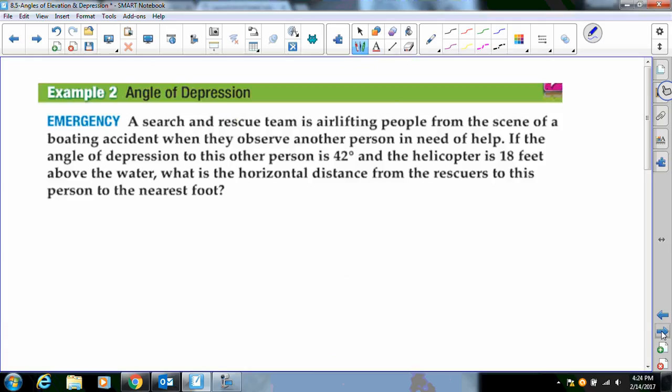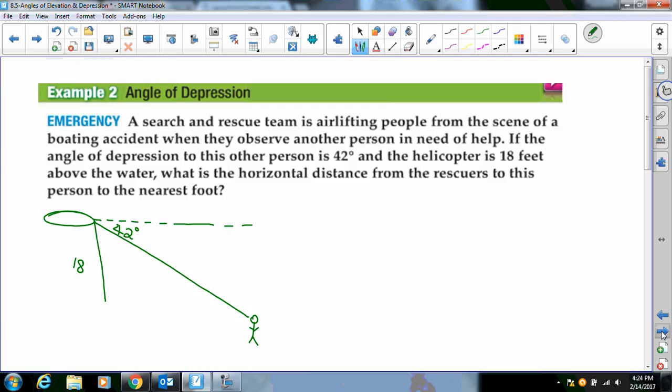All right, next example says a search and rescue team is airlifting people from the scene of a boating accident when they observe another person in need of help. If the angle of depression, so this time we're up here somewhere in the air, and down here is a person somewhere, but that angle of depression, I need to make sure I get a horizontal line in there. That's going to be key, so I draw it correctly. The angle of depression to this person is 42 degrees, and the helicopter is 18 feet above the water.